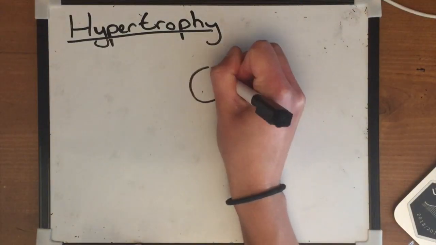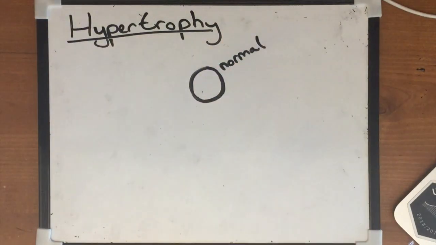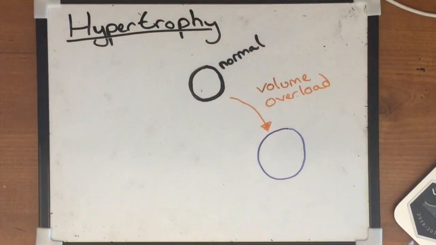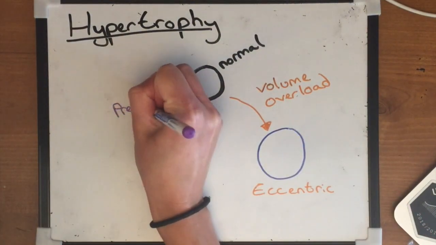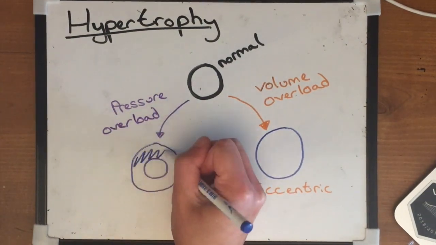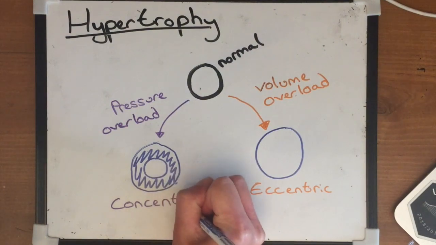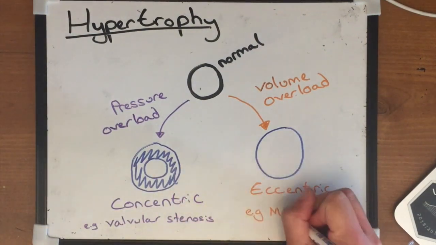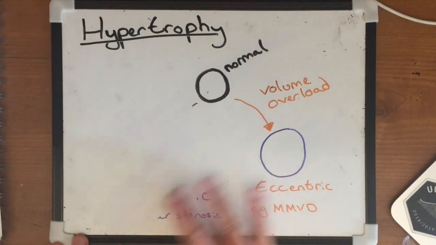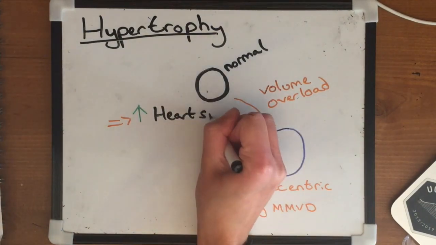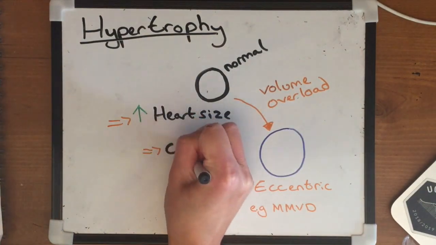As a quick recap, volume overload causes eccentric hypertrophy, which is where the lumen is increased in size and the ventricular walls are either the same or thinner than they were before. Pressure overload causes concentric hypertrophy, which is where the lumen has decreased in size and the walls are thicker. This, for example, may be due to valvular stenosis. The eccentric hypertrophy in myxomatous mitral valve disease progresses to cardiomegaly and eventually congestive heart failure.